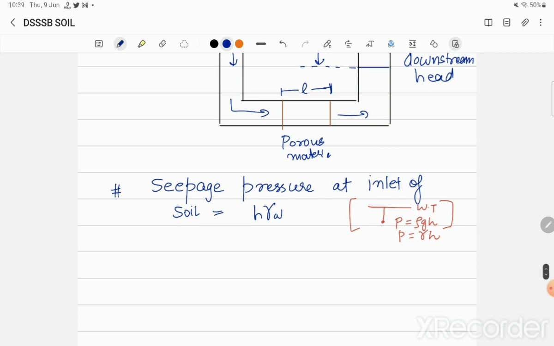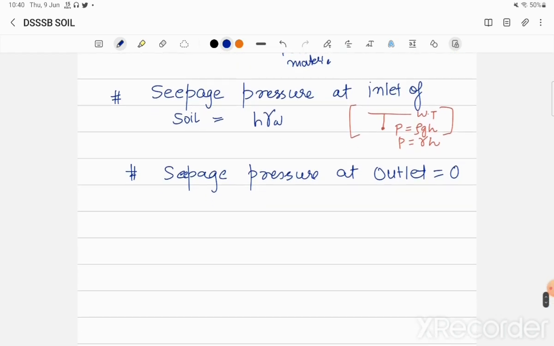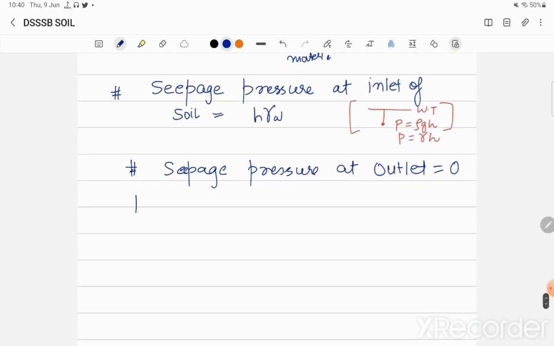Now, the seepage pressure at outlet will be 0. Of course, the seepage pressure at the outlet has to be 0, since there won't be any h at the outlet. Now, seepage pressure in between is said to be h dash gamma w.